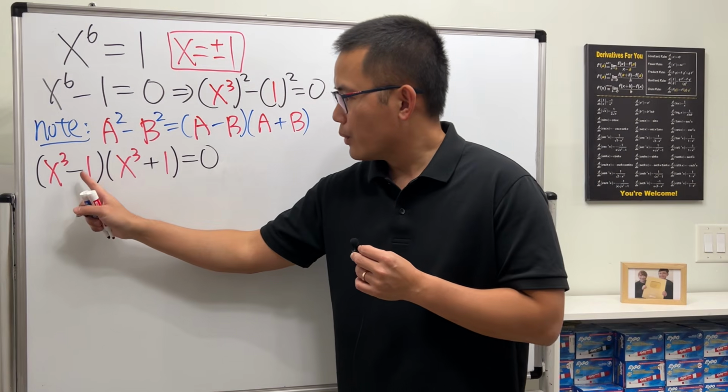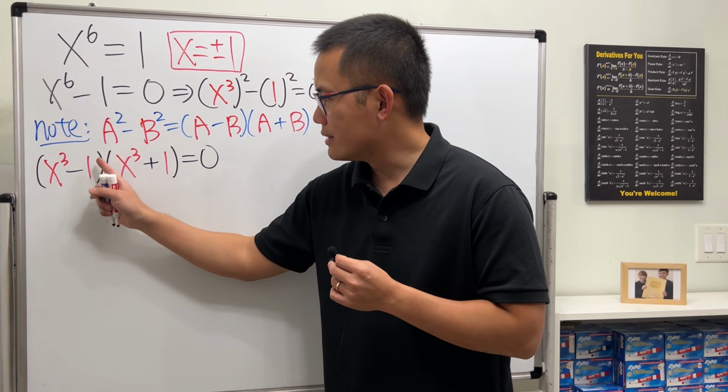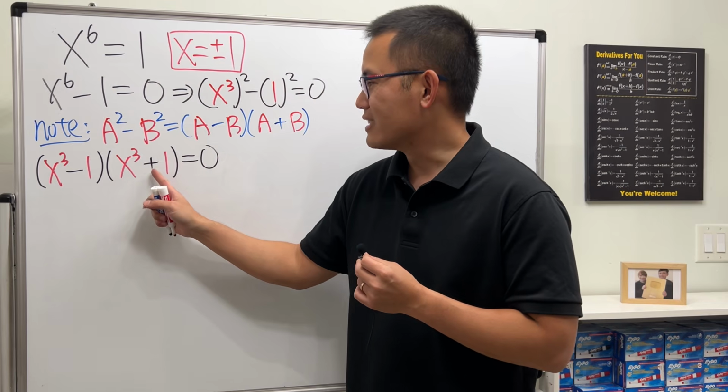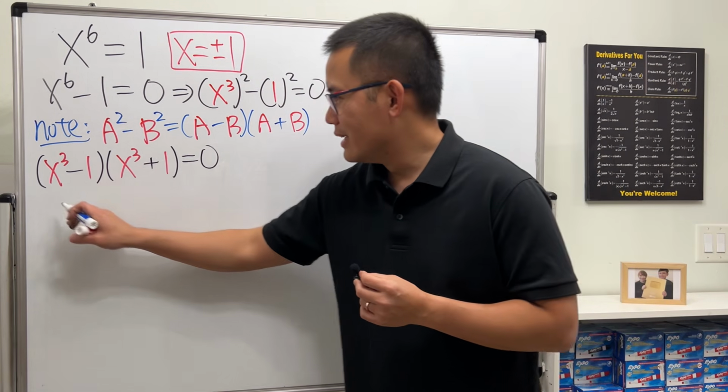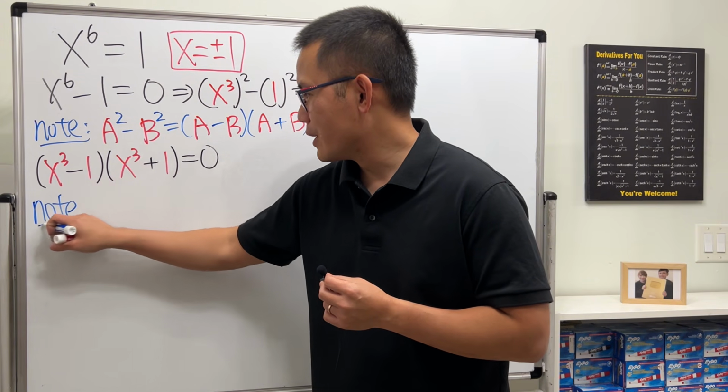Now, we have a difference of 2 cubes, one side 1 cube. Likewise, a sum of 2 cubes. In fact, both of them are factorable, so we can continue. So, note, here we go.